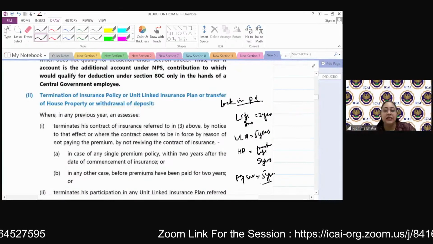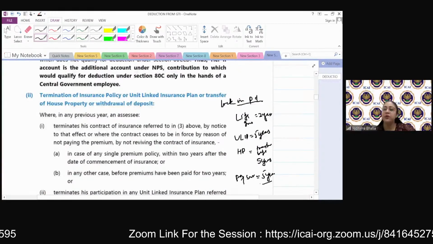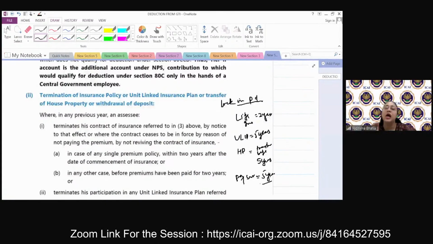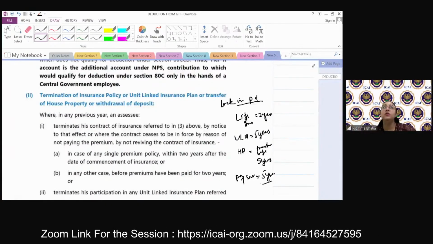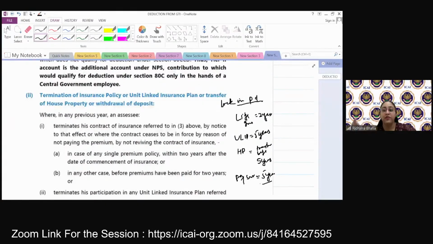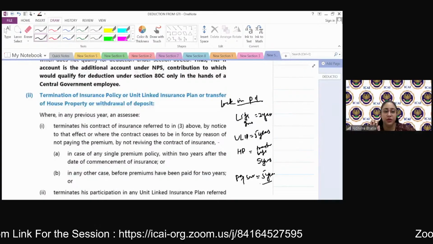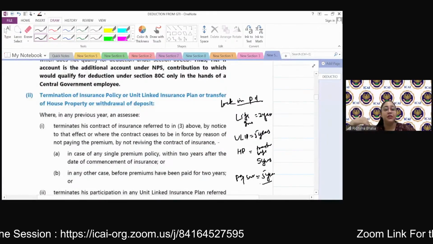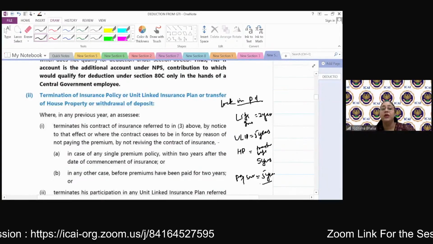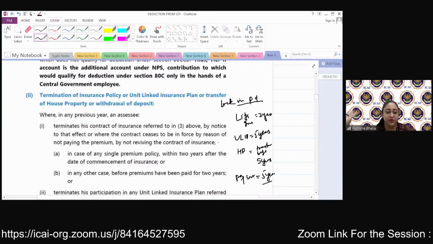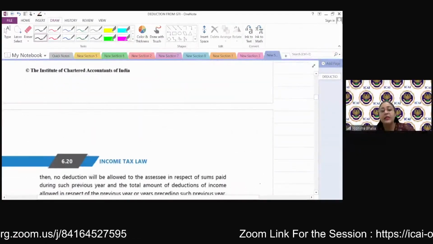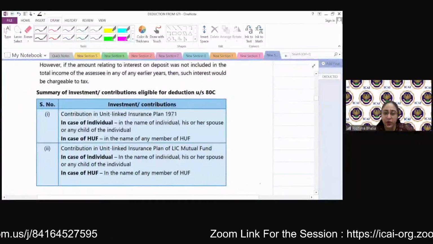Suppose I'm making an insurance premium deduction. I made an insurance premium payment today in this particular year, so I will claim the deduction in this year. And next year also I have to pay the insurance premium to claim the deduction. If I do not pay the insurance premium next year, whatever deduction I've claimed this year would be reversed and be treated as income for that particular year. So these points you have to remember, and this is all about 80C in a very quick recap.